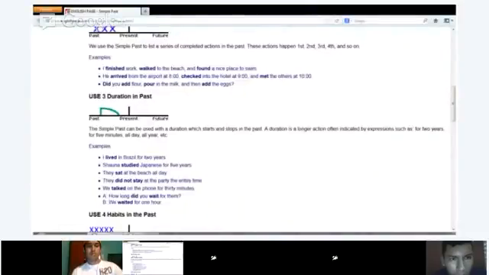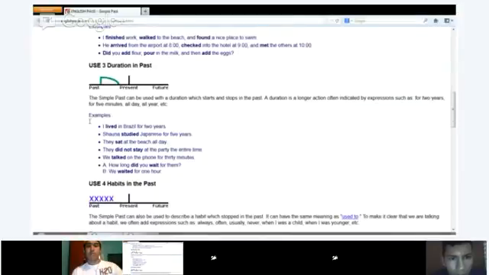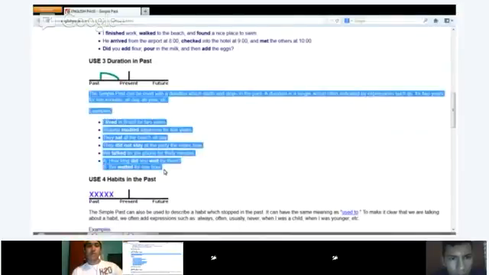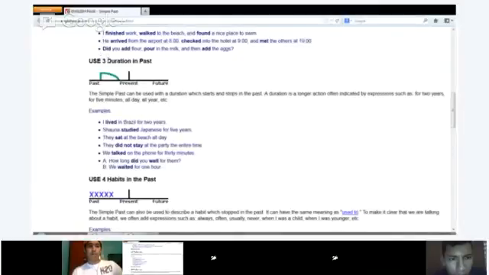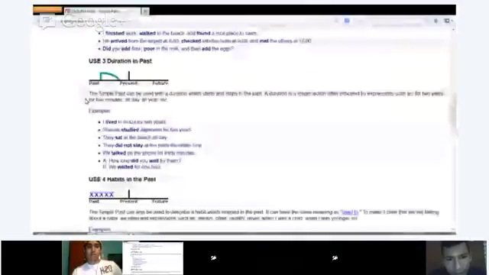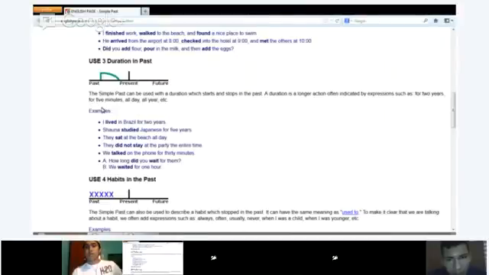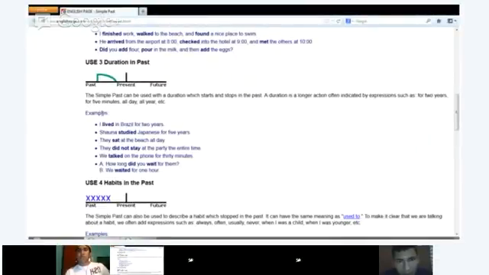All right, let's talk about use number 3, and this is for Igor. Please read number 3, this sentence here, down through the examples, and we're talking about something that started and ended in the past. Go ahead. The simple past can be used with a duration which starts and stops in the past. A duration is a longer action often indicated by expressions such as for 2 years, for 5 minutes, all day, all year, etc.